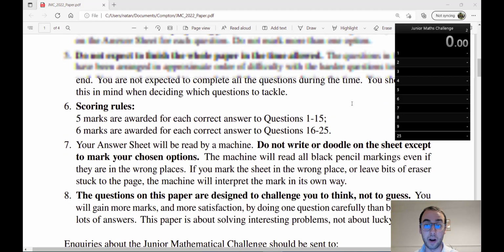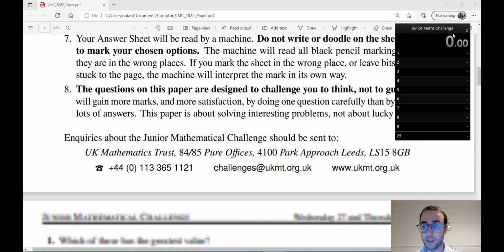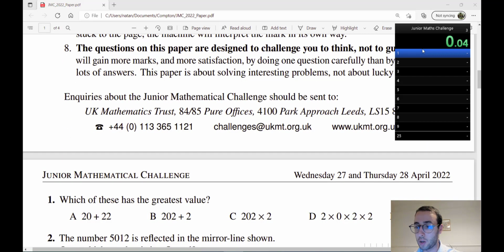Okay. So I'm just gonna start. I'm gonna do it quite quickly, not very much explanation, obviously, because I'm gonna try and do it as fast as possible. So without further ado, 3, 2, 1, and go.